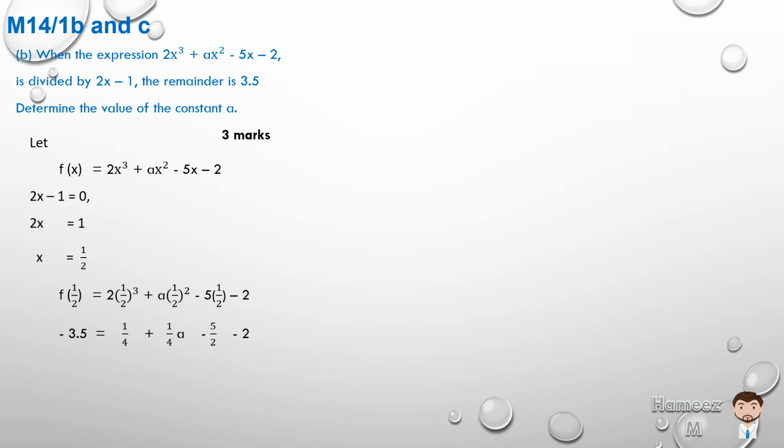So minus 3.5 will be equal to a half cubed is 1/8. 2 times 1/8 is a quarter. Plus a half squared is a quarter, plus a quarter a, minus 5 on 2, minus 2. So we can simplify. We can carry the numbers of course on the left hand side and leave the a on this side to solve. So we're going to get 3/4 is equal to 1/4 a. So a is equal to 3. So when a is equal to 3 and it's been divided by 2x minus 1, the remainder will be minus 3.5.